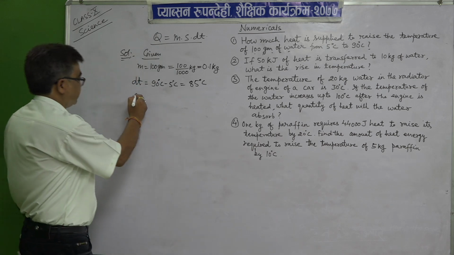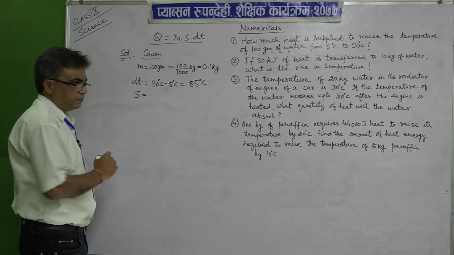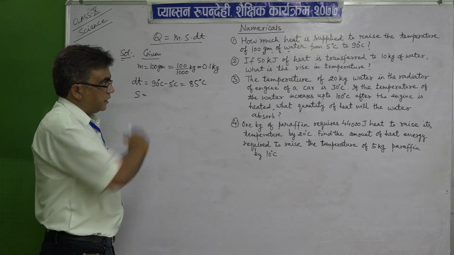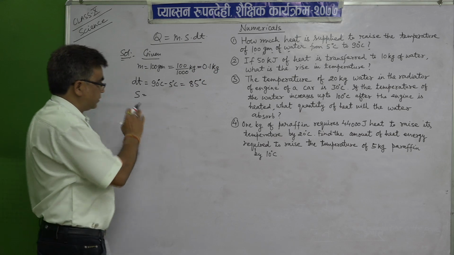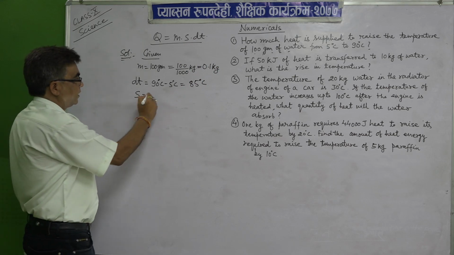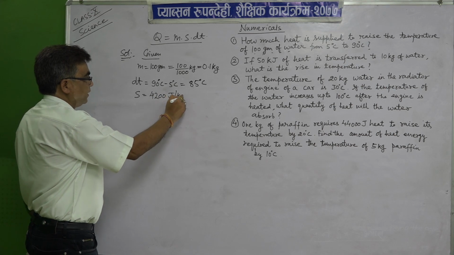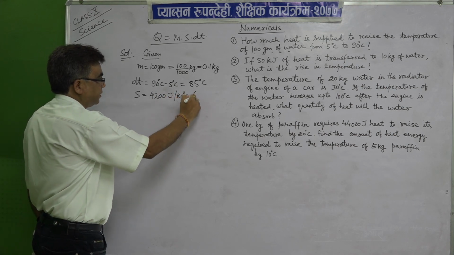So, here S is the specific heat capacity and the substance is water. So, the specific heat capacity of water is 4200 joules per kg degree centigrade. This we know.